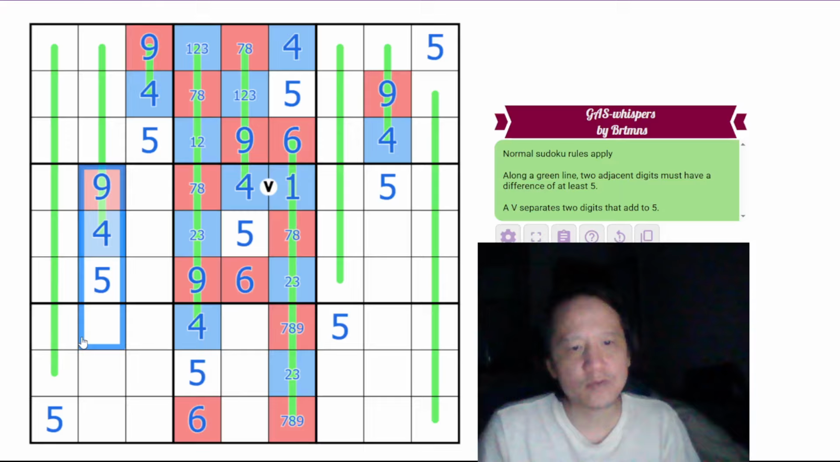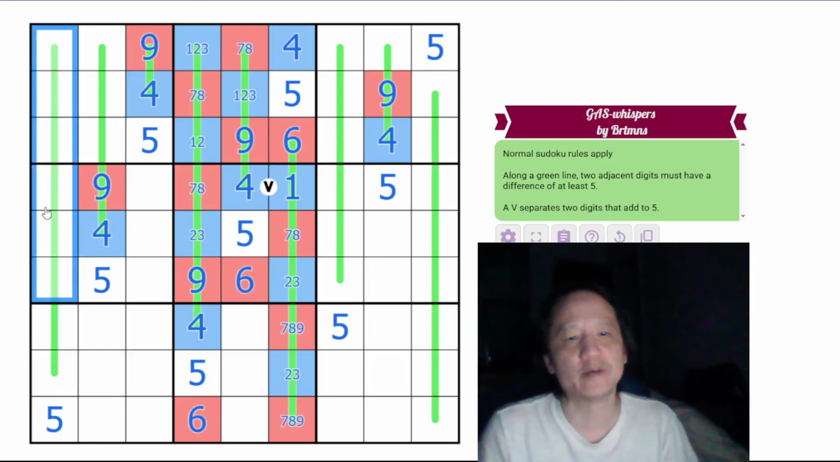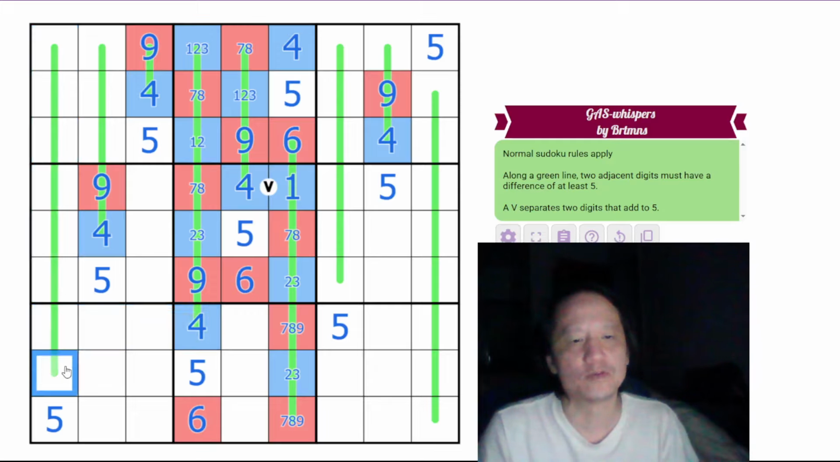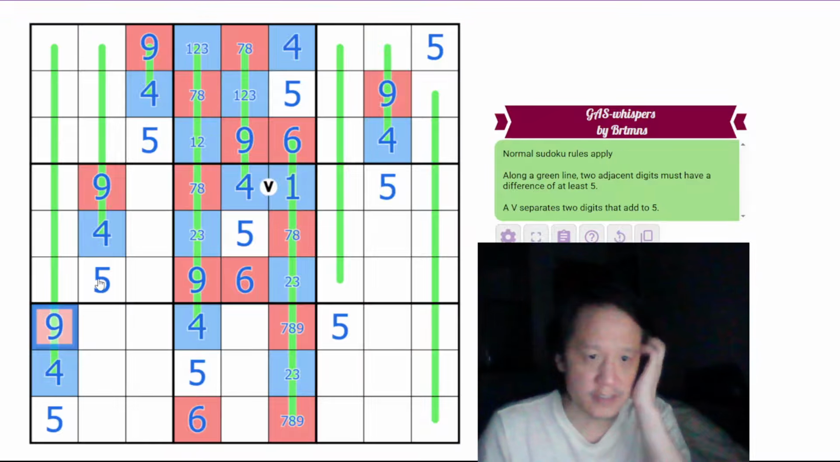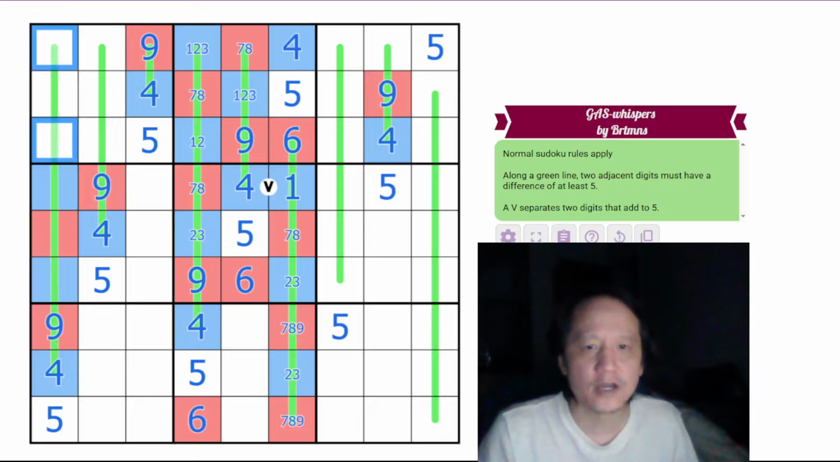Well, where is the 4 in column 1 then? Can't be here because of 4 in the boxes. Can't be here because of 4 in the row, so it must be here. And this is low, which makes this a 4. This has to be 9 again. And this is high. We have low, high, low. These are high, and this is low.